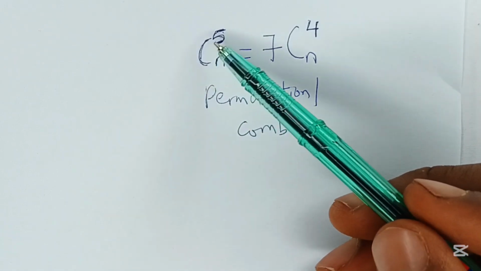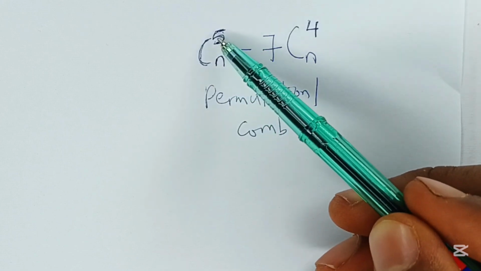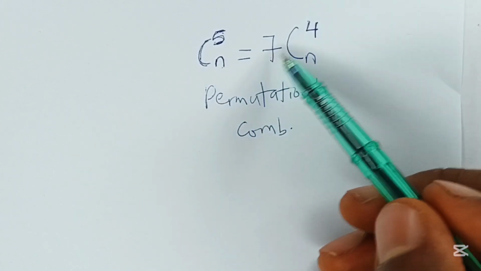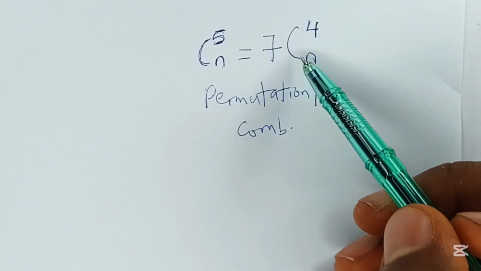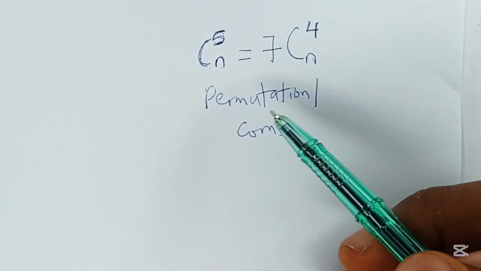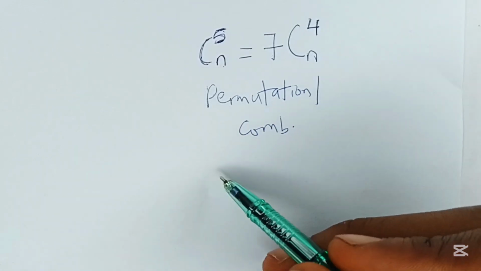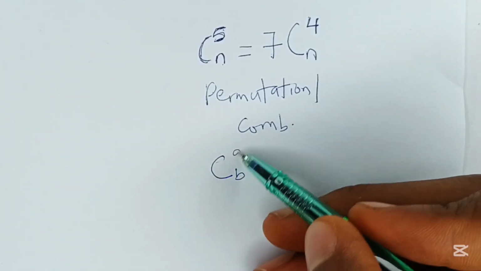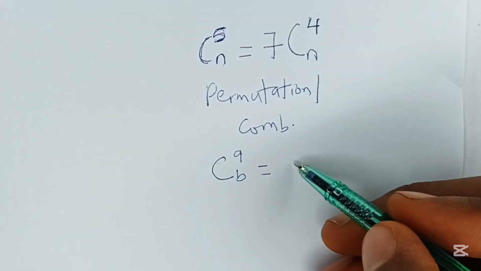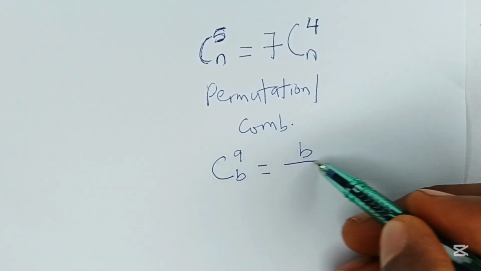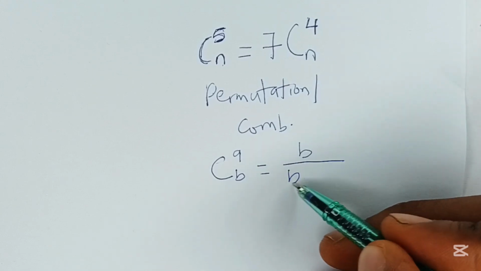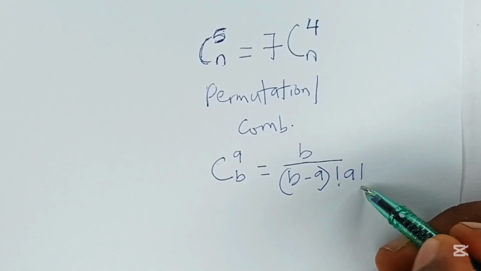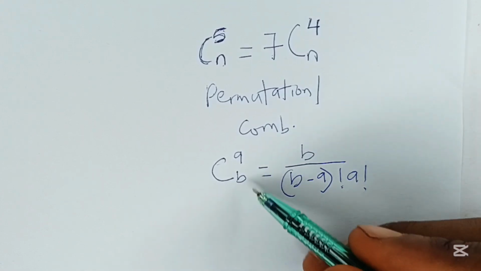It says combination of 5 above and n below, and then 7 multiplied by combination of 4 above and n below. Now let me teach you something quickly before we continue. If we have combination of b below and a above, it is equal to b factorial divided by b minus a factorial, a factorial. So this is what this stands for.